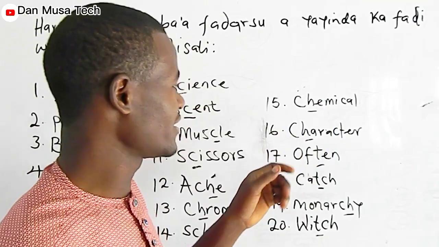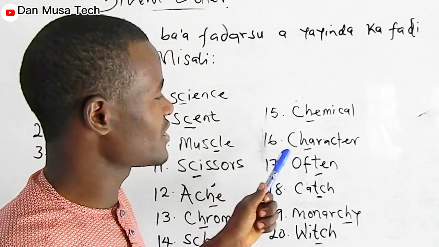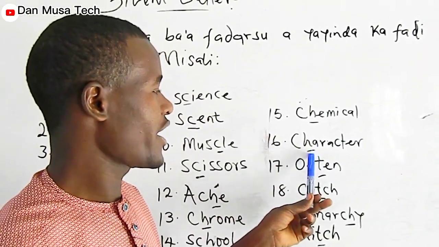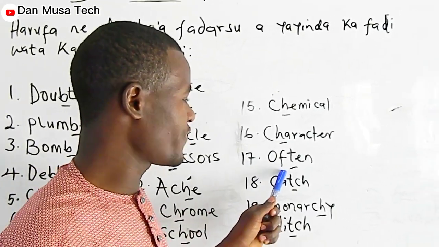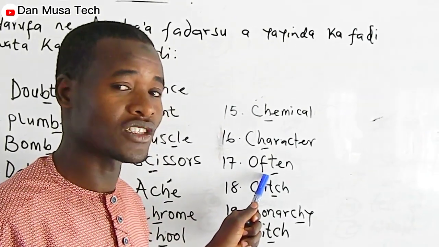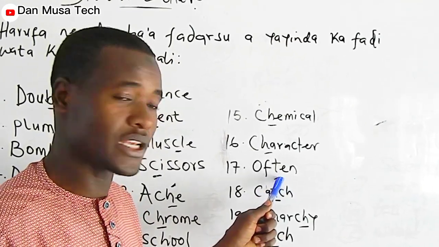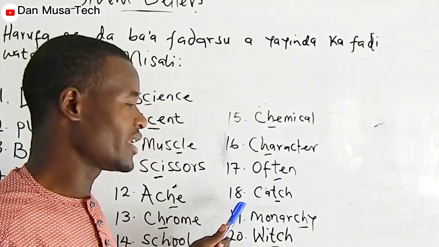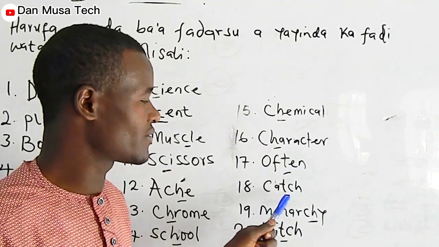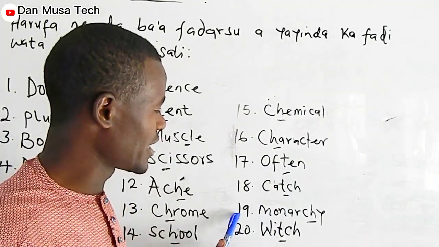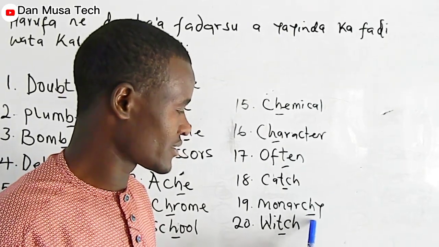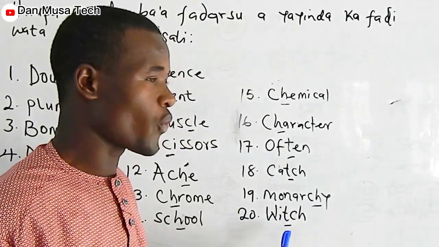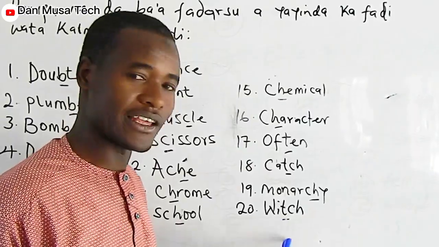This H is silent. Number 16, character. H is also silent. Number 17, often. You cannot say often, though some people are saying often. This T is silent. Number 18, catch. In catch, the T is silent. Number 19, monarchy. H is silent. Number 20, witch. The T is silent.